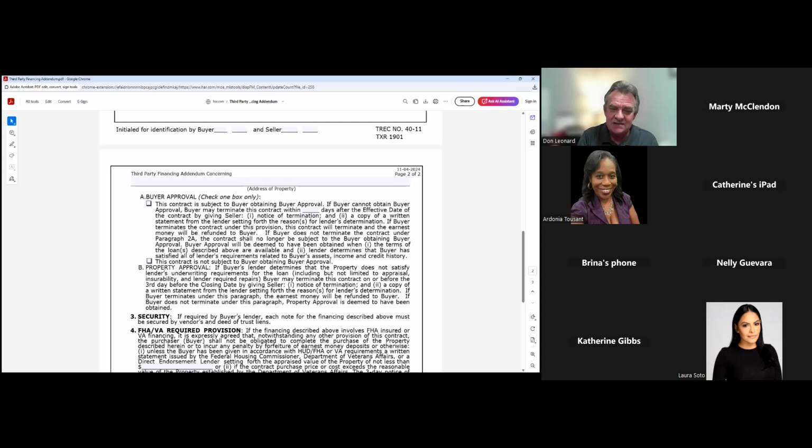So the buyer has to get their approval done first. Once the lender has a pretty clear idea that the buyer is going to qualify, that's when they start concentrating on the property. That's when they're going to order the appraisal. That's when they're going to order that survey.